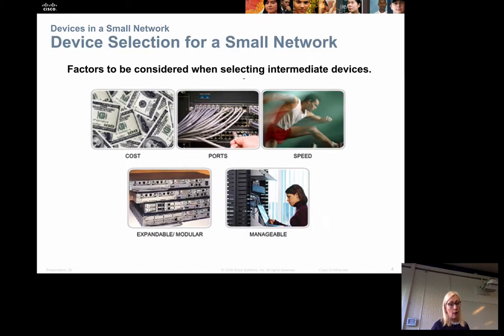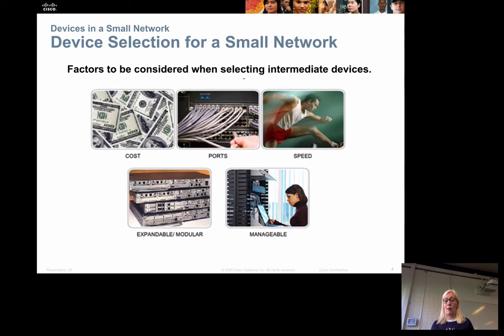And both when we design and when we want to scale our network, there are different factors to be considered when we want to buy new types of networking devices or intermediate devices. For instance, is it the cost? How much money are we willing to spend? How many ports do we need? What speed do we need? Do we need 10 megabit, 100 megabit, 1 gigabit, 10 gigabit? In how many of the ports?